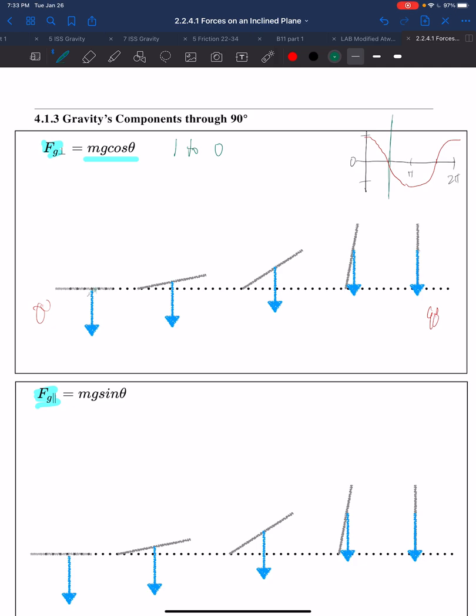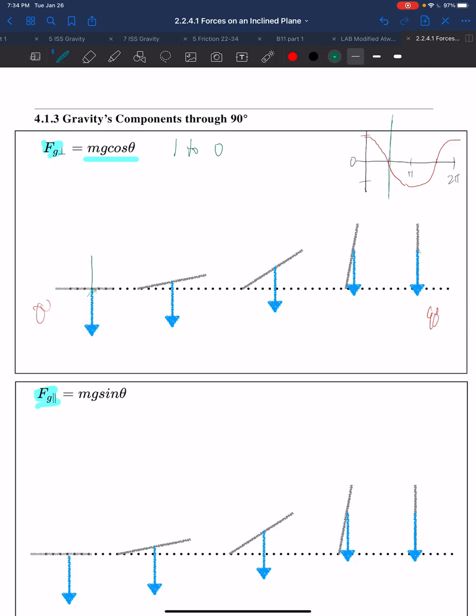At 0 degrees, we know that the force of gravity perpendicular equals the force of gravity, 1. And we know it's 0 at 90 degrees. That component of gravity perpendicular is 0. Now let us see why by constructing the forces here.